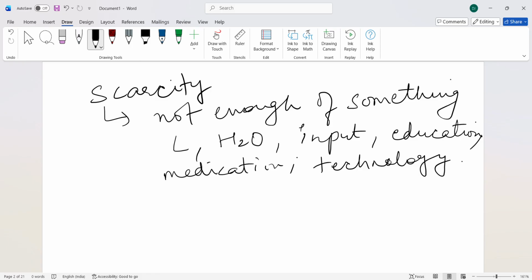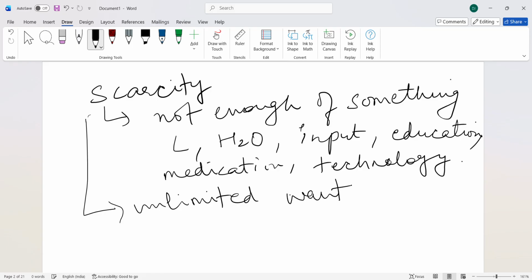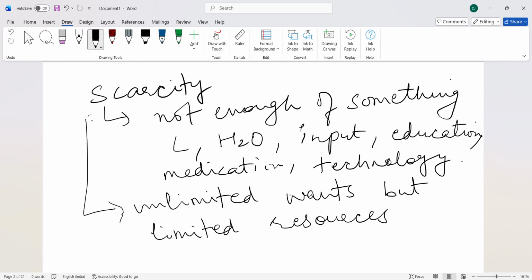And why do we have this scarcity? We have this scarcity because we have unlimited wants. That's what the whole concept of scarcity revolves around. We have unlimited wants but limited resources, and this gives rise to your scarcity problem. Because we have unlimited wants, we want everything, but the resources are limited.